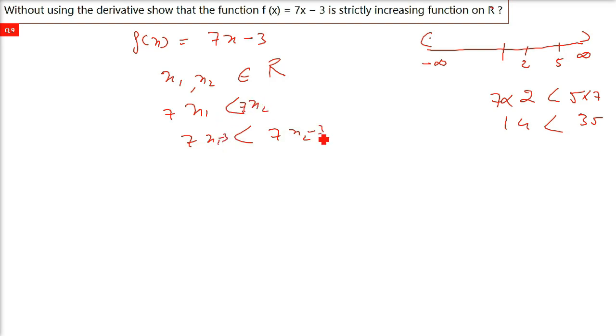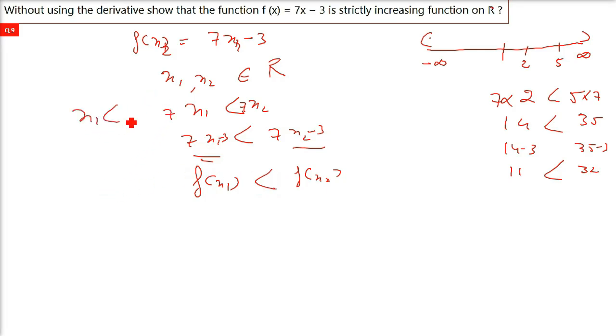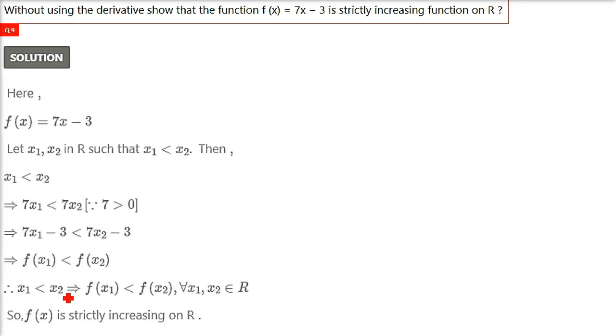Now just subtract 3. If you subtract 3 from 14 and 3 from 35, it will be 11 and 32. That will also not change the relationship between them, it will remain less than. So this is f(x1). If I put x2 here, it will be f(x2). So essentially what you got is less than only. We started with x1 less than x2. We found that the function value at x1 is less than the function value at x2. So that means the function is a strictly increasing function on the real numbers. And if this sign changed, that would mean it is decreasing. But in this case, it is increasing. So you have to follow this procedure to solve it.